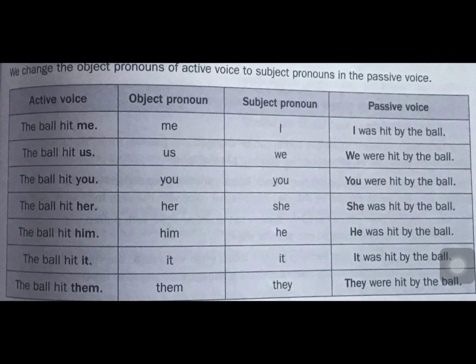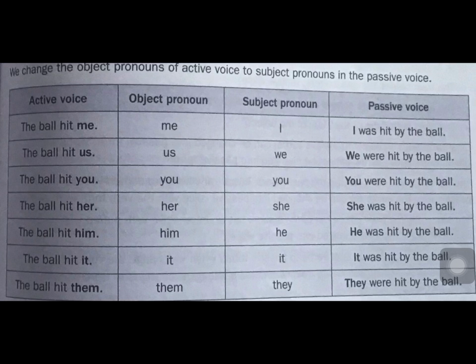Okay. The ball hit me. Hit only, it is there in past tense. Then what should you write here? Auxiliary verb. For I, here we are telling about a singular person, that's why use was. I was hit by the ball. You have to use by, preposition. By the ball. So here the subject has come as object in passive voice.